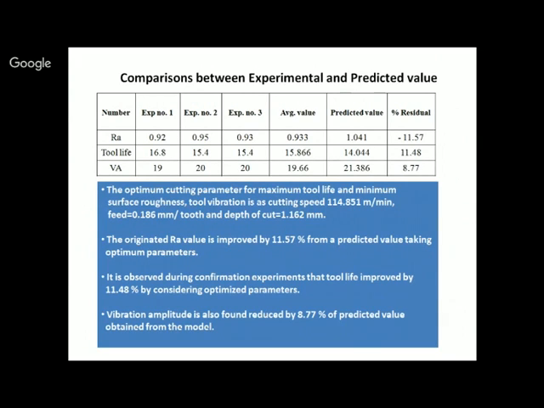You can see the predicted value and actual values, and the residual is like that. From here you can see that I have optimized my work for maximum tool life and minimum surface roughness. When I use the cutting speed given by the software, I see that the surface roughness is improved by almost 11.57 percent from the predicted values, and tool life is improved by 11.48 percent, while the vibrations I have found reduced by 8.77 percent. So this is my work.